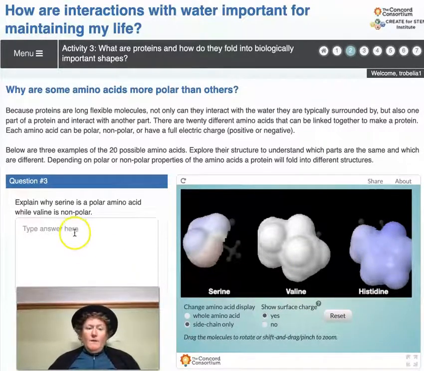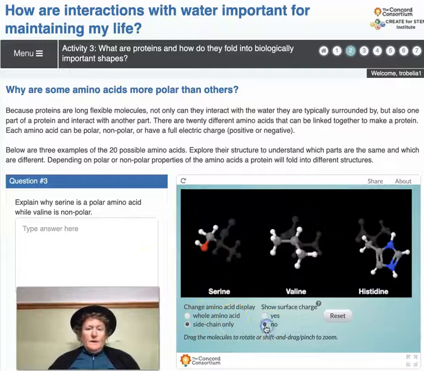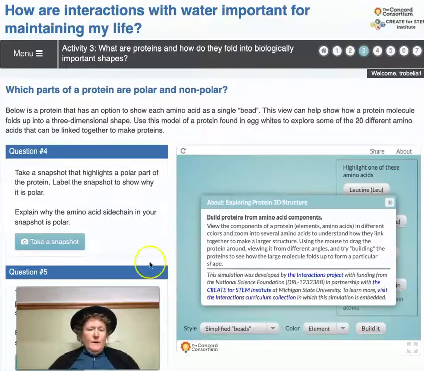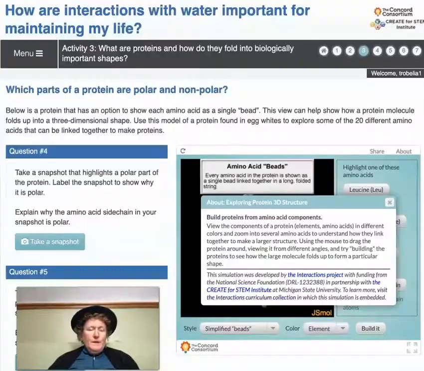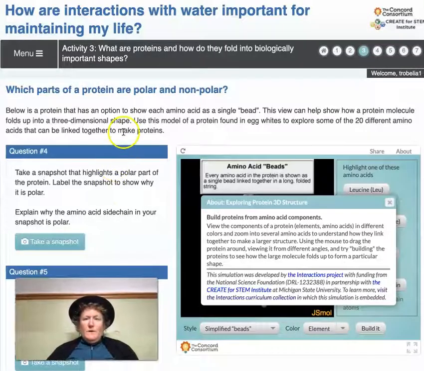So you should have the information you need to explain why serine is polar. Hint, hint, there is an oxygen atom here. And why valine is nonpolar. So finish number 3, and then we'll move on to page 3. Which parts of a protein are polar and nonpolar?